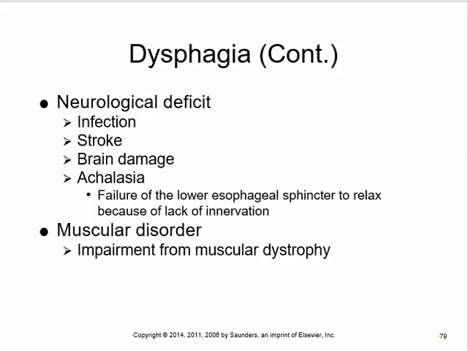Achalasia is when the lower esophageal sphincter doesn't open. And now that can be held closed and not open because of a lack of innervation from any of the things above. Muscular dystrophy is the big one that we worry about for swallowing disorders, but other neuromuscular disorders can affect swallowing as well.